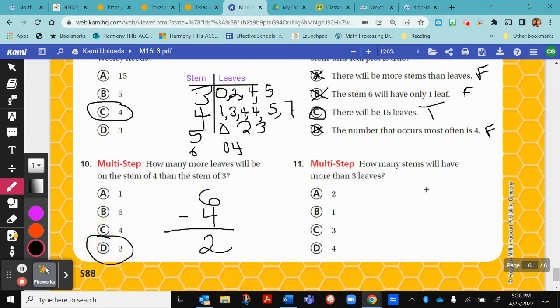And this last one is how many stems will have more than 3 leaves. So this has only 2, so that doesn't work. This has only 3, and it's more than, think of greater than, so that doesn't work. So I have 1, 2 stems that have more than 3 leaves.